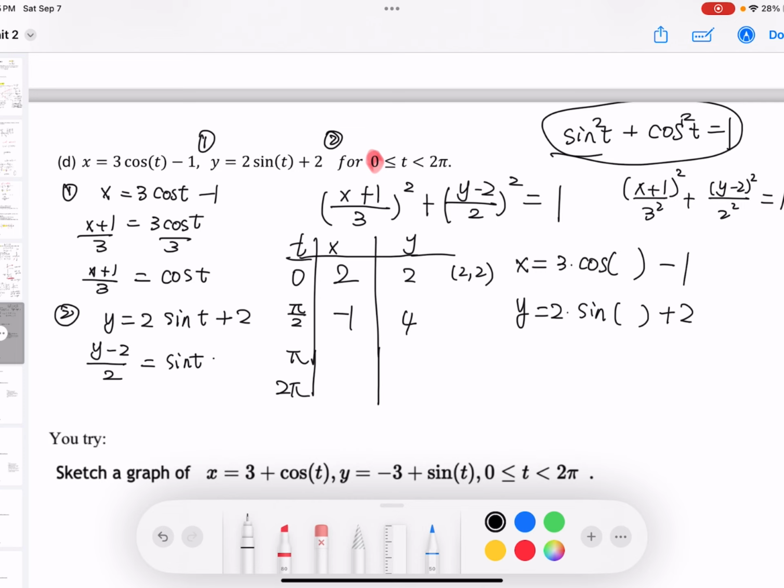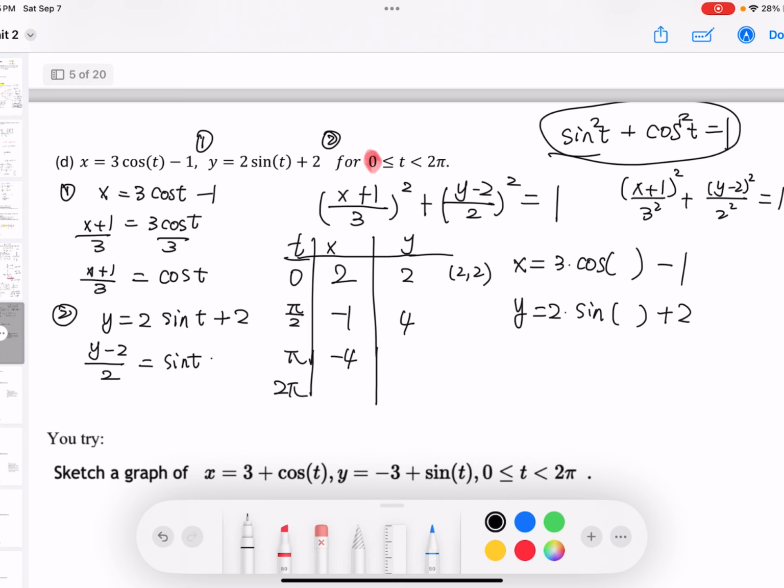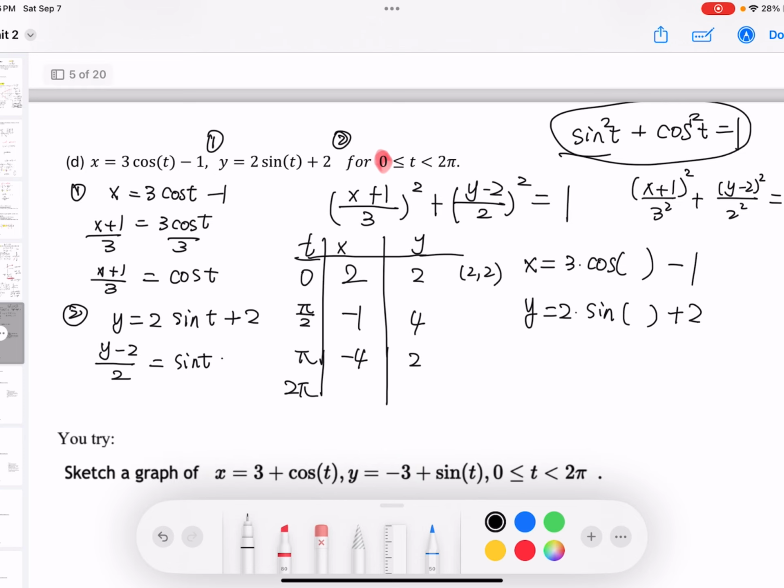And then t is equal to pi. 3 times cosine pi. Cosine pi is negative 1. 3 times negative 1 minus 1 is negative 4. So negative 4. Y is equal to 2 times sine pi, pi is 0, 2 times 0 plus 2 is 2. And then 2 pi. X value is 3 times cosine 2 pi.